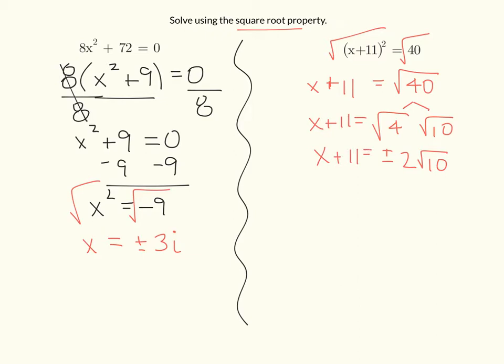We want to get x by itself, so we're going to subtract 11 from both sides. And since this is like a whole lot going on right here, I'm actually going to write the negative 11 first, just like this. Negative 11 first, then the plus or minus 2 square root 10.